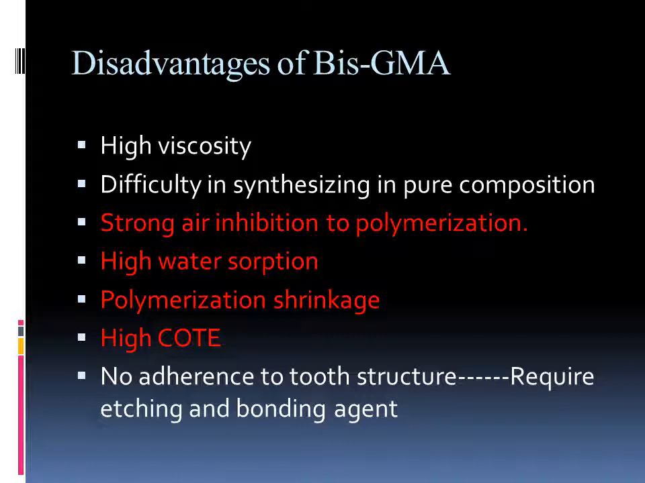As we studied in the previous lectures, composites cannot bond directly to tooth. They require the tooth to be etched and a bonding agent to be applied, formation of a hybrid layer, and then only can the composite be applied.